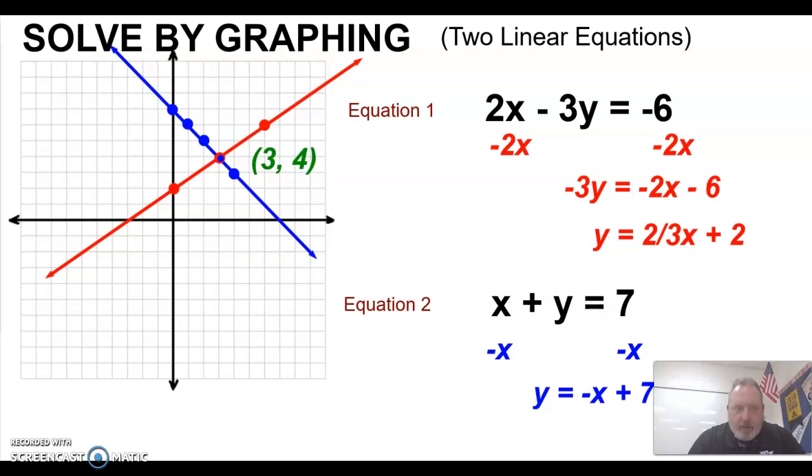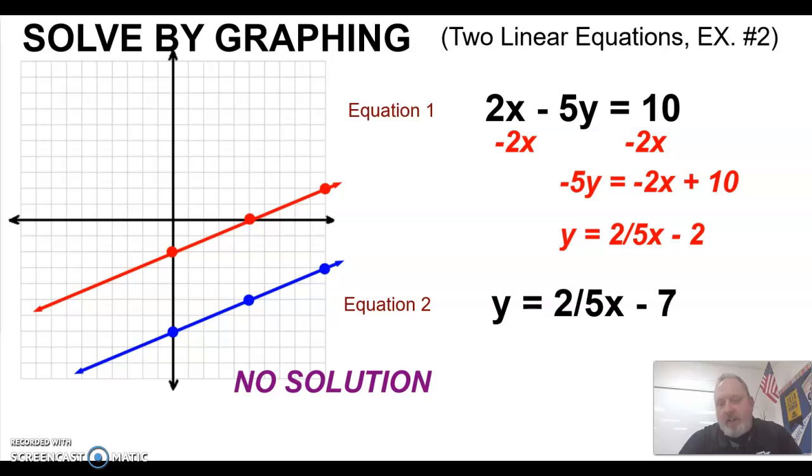Now, most lines cross. Every once in a while, you'll get two that don't, and that's what we see in this next example. Again, just to piggyback on this one real quick, if the slopes are different, you're going to have two lines that intersect.